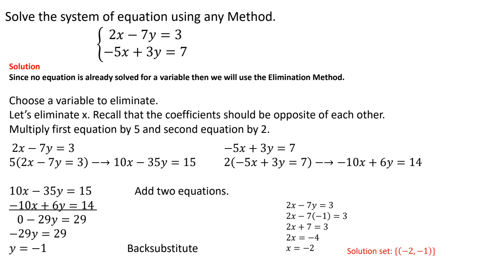Move the 7 to the other side by subtracting 7 on both sides. This gives me a negative 4. Divide by 2 on both sides. X is equal to negative 2. So my solution set for this problem is negative 2, negative 1.